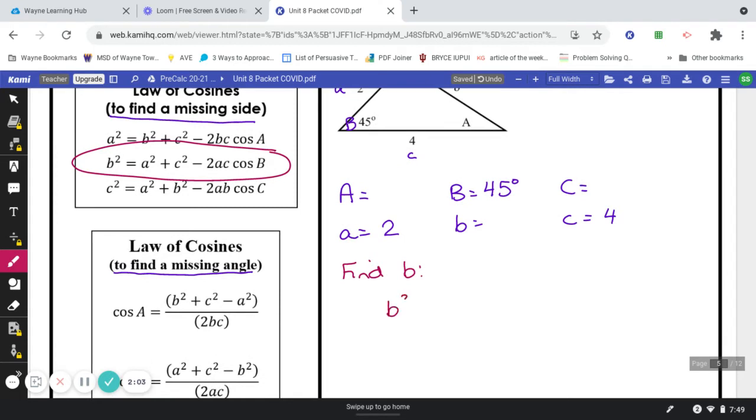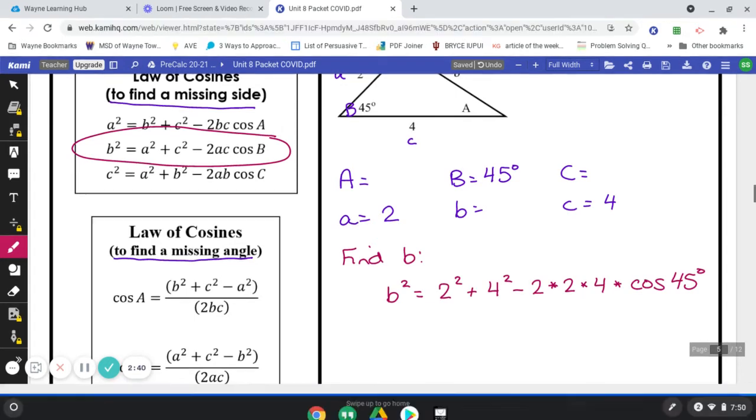All right, so b squared equals, and I'm going to take each one of these and plug in what I know. So 2 squared plus 4 squared minus 2 times a times c times the cosine of angle B, 45 degrees. Then I'm going to type all of that into my calculator, exactly like I see it. At the very end, I'll have my answer for b squared.